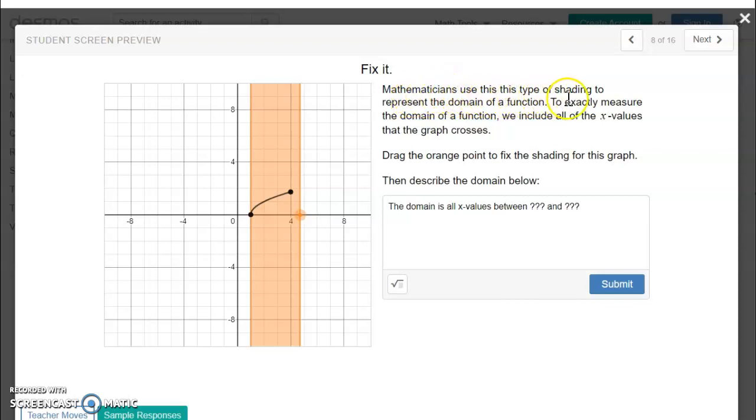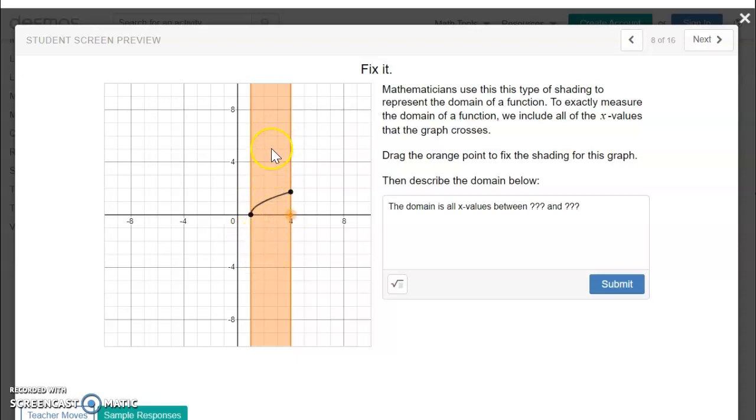Mathematicians use this type of shading to represent the domain of a function. To exactly measure the domain of the function, we include all the x values that the graph crosses. Drag the orange point to fix the shading for this graph, and describe the domain below. So we're going to move this to the left or to the right until we cover just the graph. There is no graph here, and right here we have the graph. That's the ending point of the graph. This is the starting point of the graph, and this is the ending point.